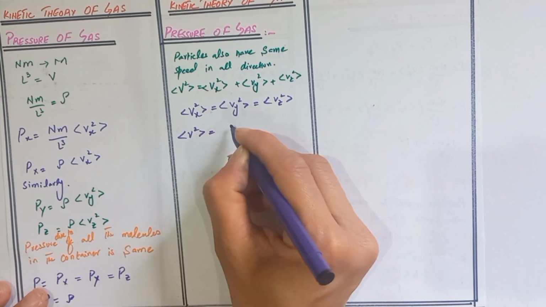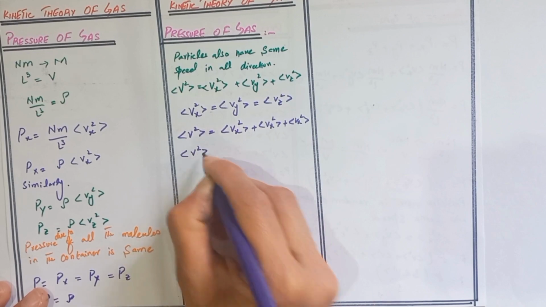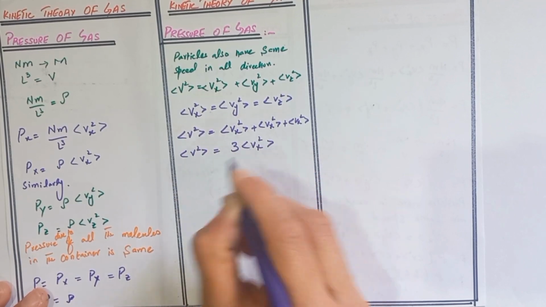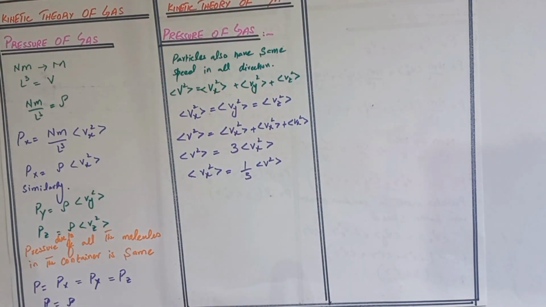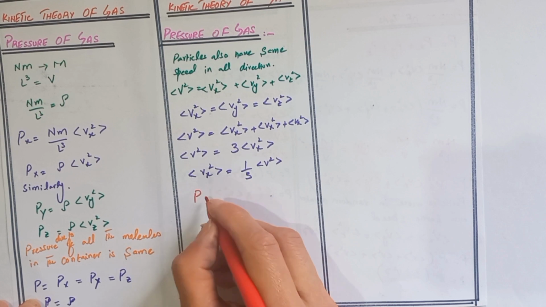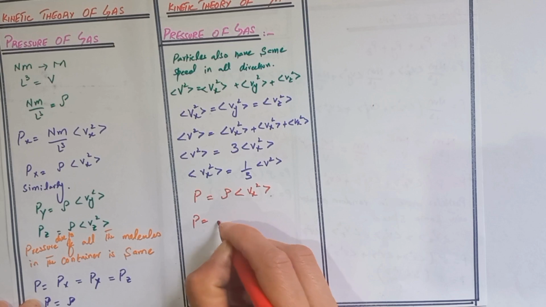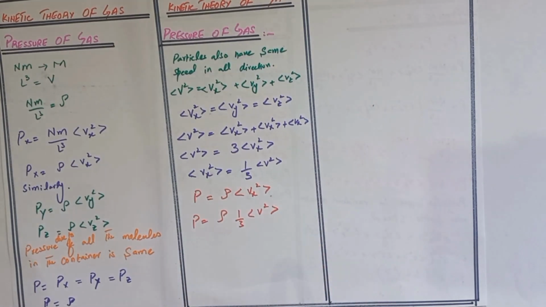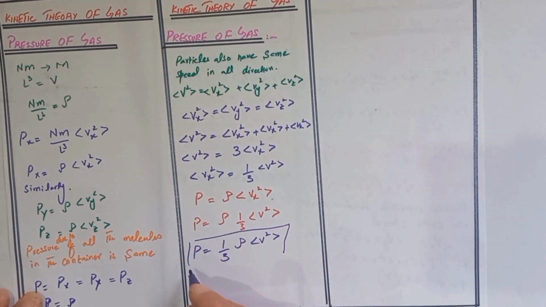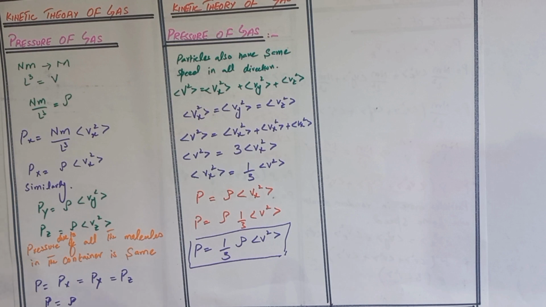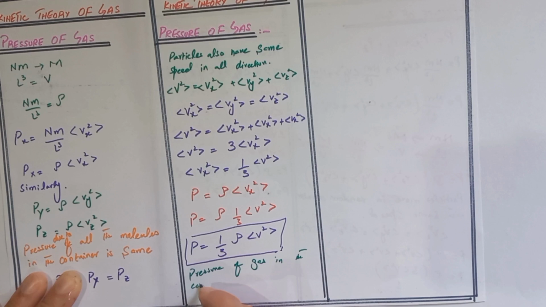So we can write the total average of v² as the average of vx² plus the average of vx² plus the average of vx². So the total average of the square of the speed is equal to 3 times the average of vx². So the average of vx² is equal to 1 by 3 v². We know the formula P equals rho vx². This vx² is equal to 1 by 3 of the average of v². So this is the final formula for the pressure of the gas in the container: P equals 1 by 3 rho v².